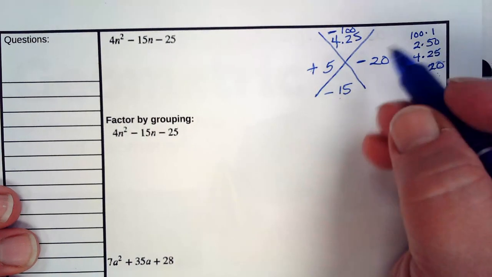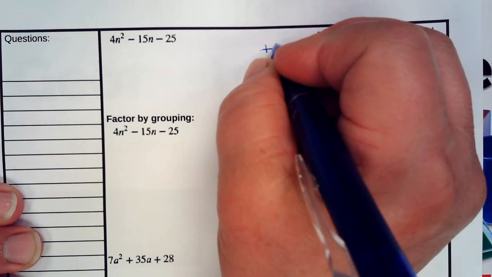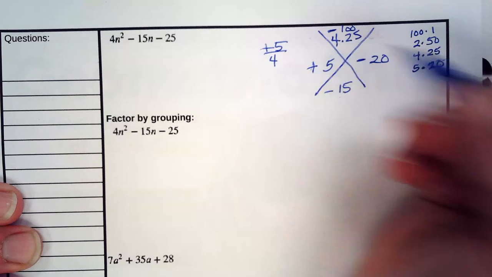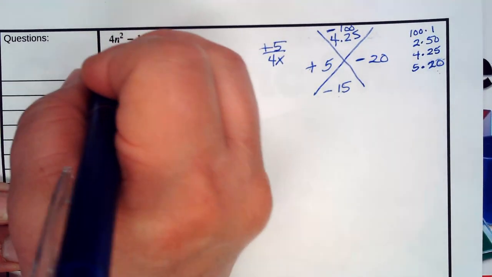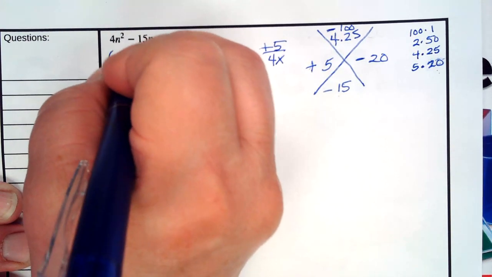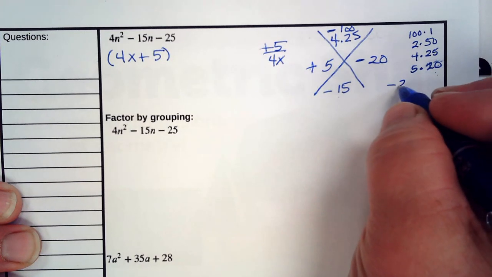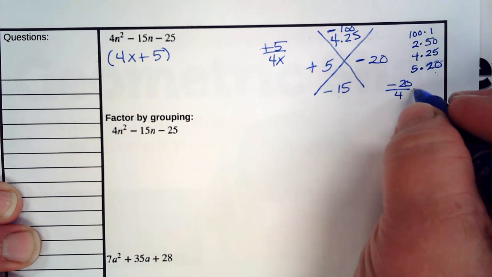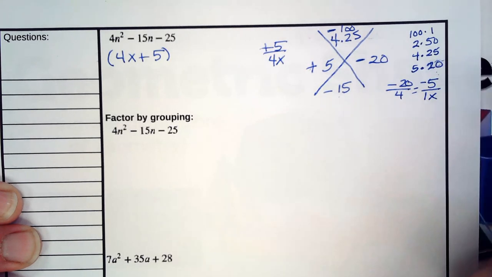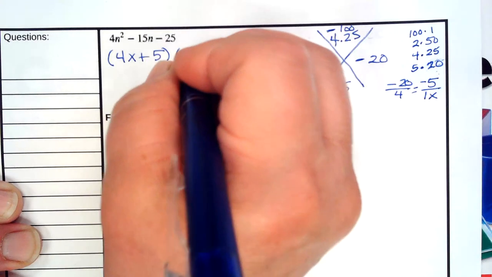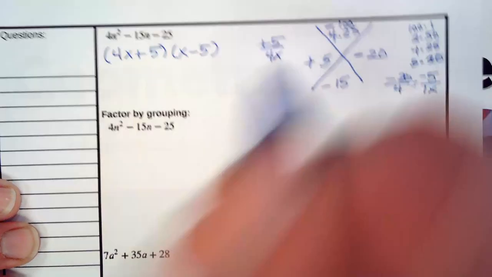Okay, we have multiplied by 4, so we've got to divide that 4 back out. Positive 5 over 4 cannot be simplified. The x stays in the denominator. This is 4x plus 5. Negative 20 divided by 4 gives me negative 5 over 1. X stays in your denominator, and it is x minus 5, and we are done.